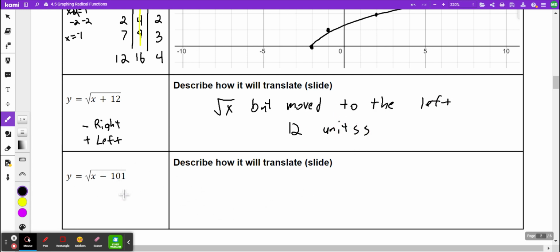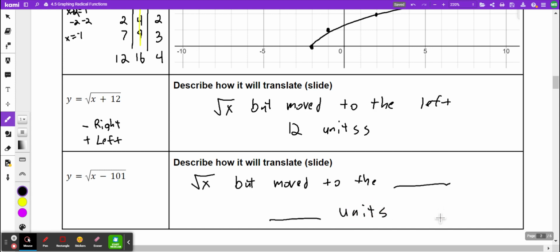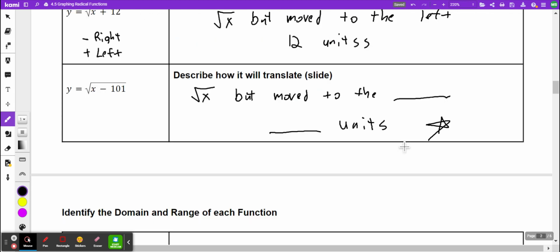All right, so the parent function is square root, but it's going to be moved where? Now we don't want to graph it. Move to the what, and blank. No, and blank units. All right, fill that in. We'll make an Edpuzzle video on that, or an Edpuzzle question. All right, guys. Let's go on to the next one, okay?